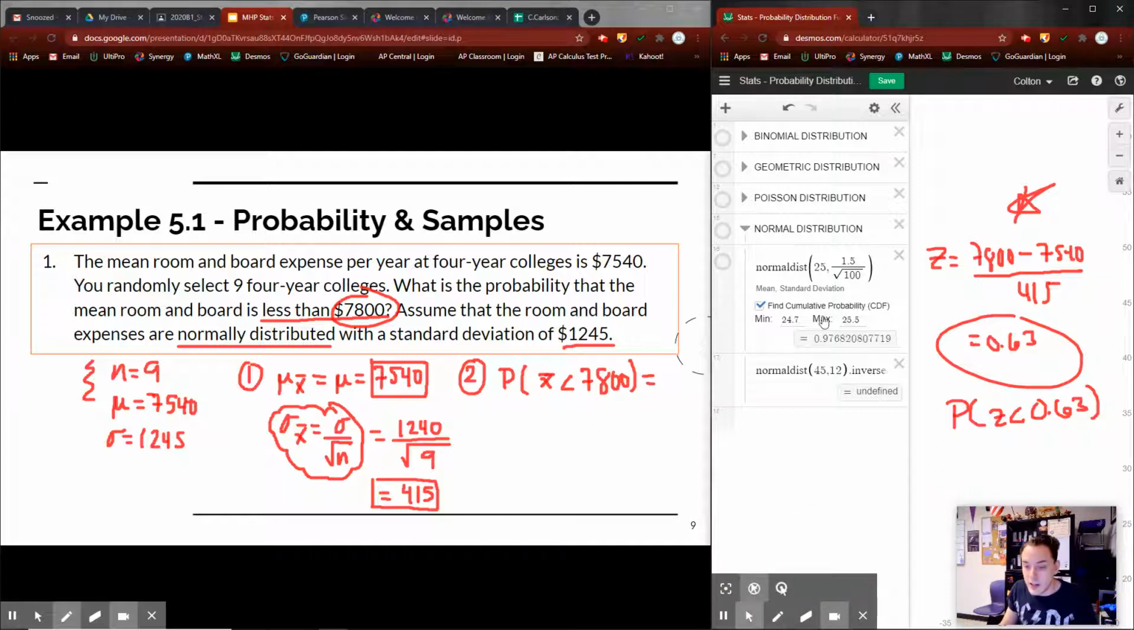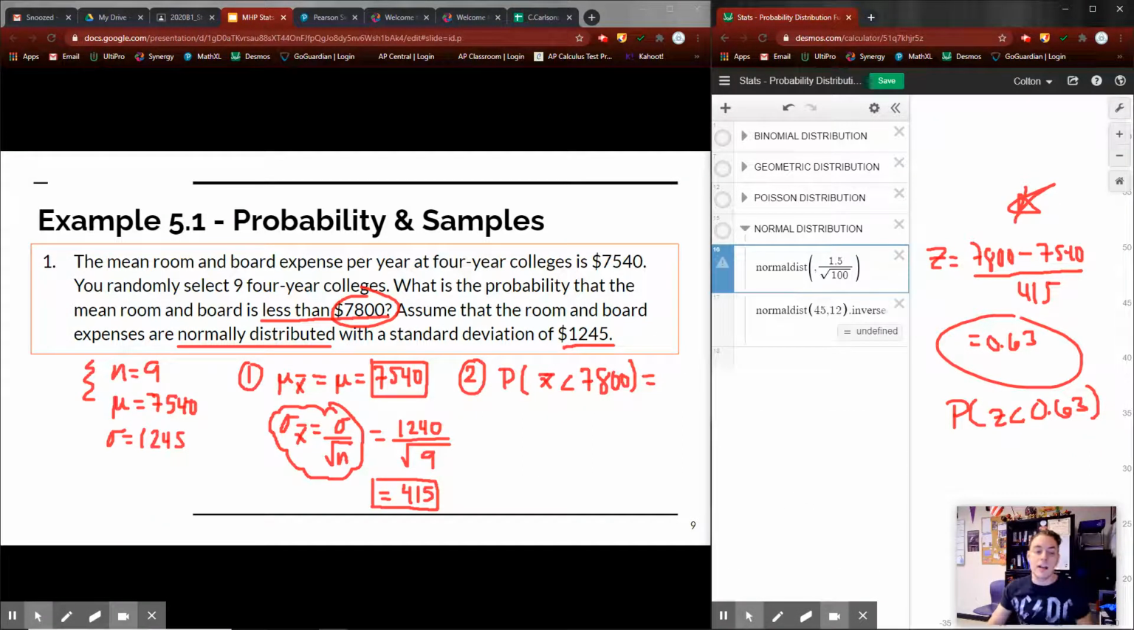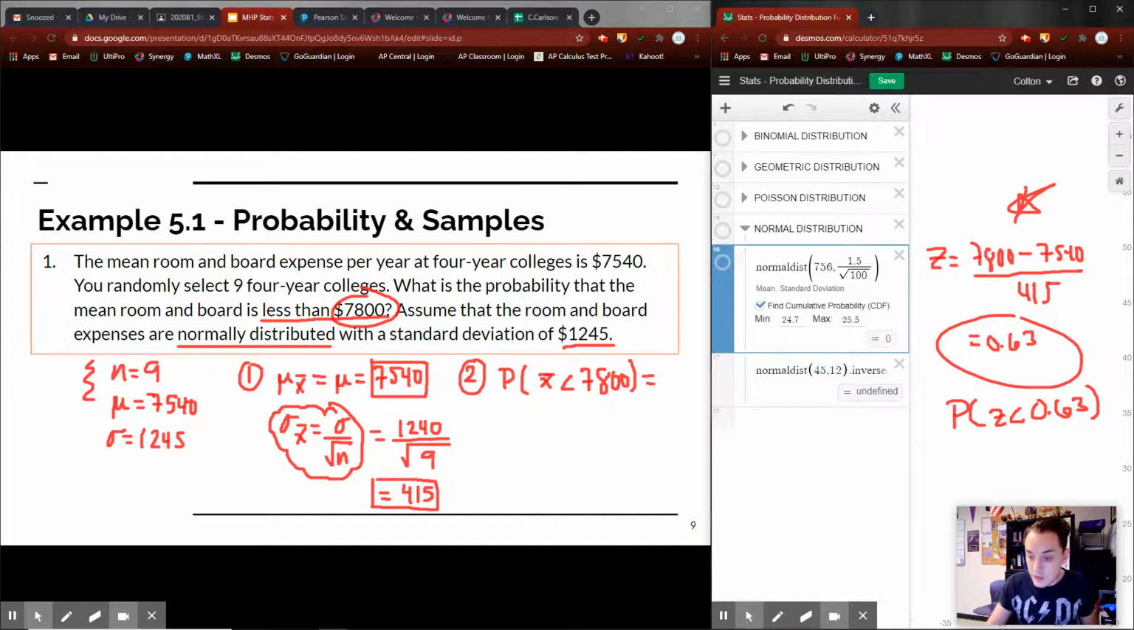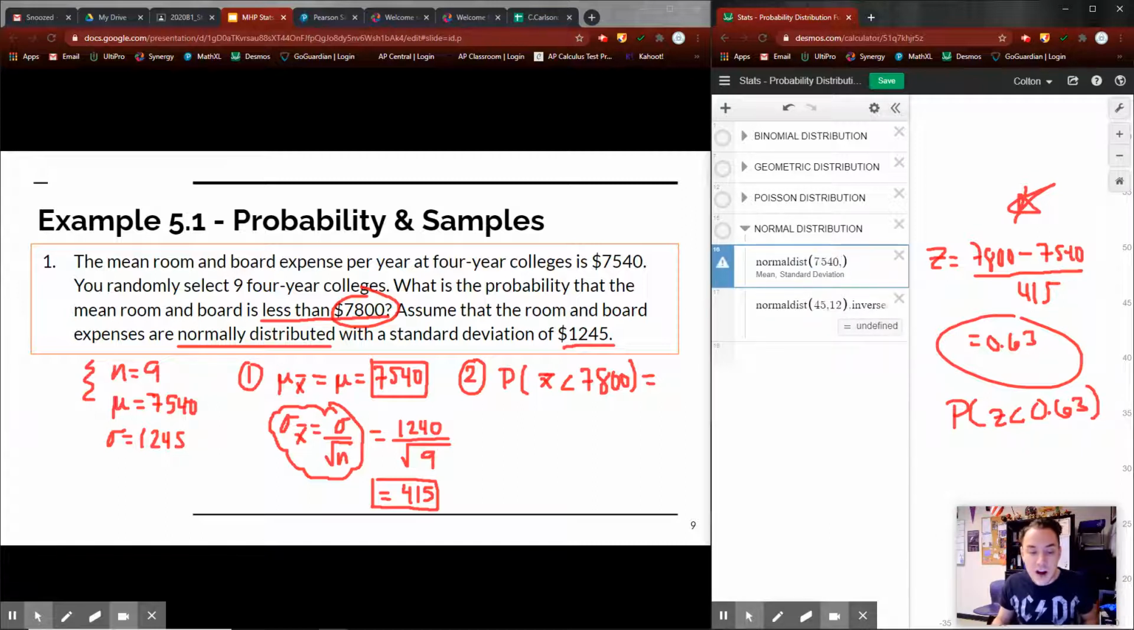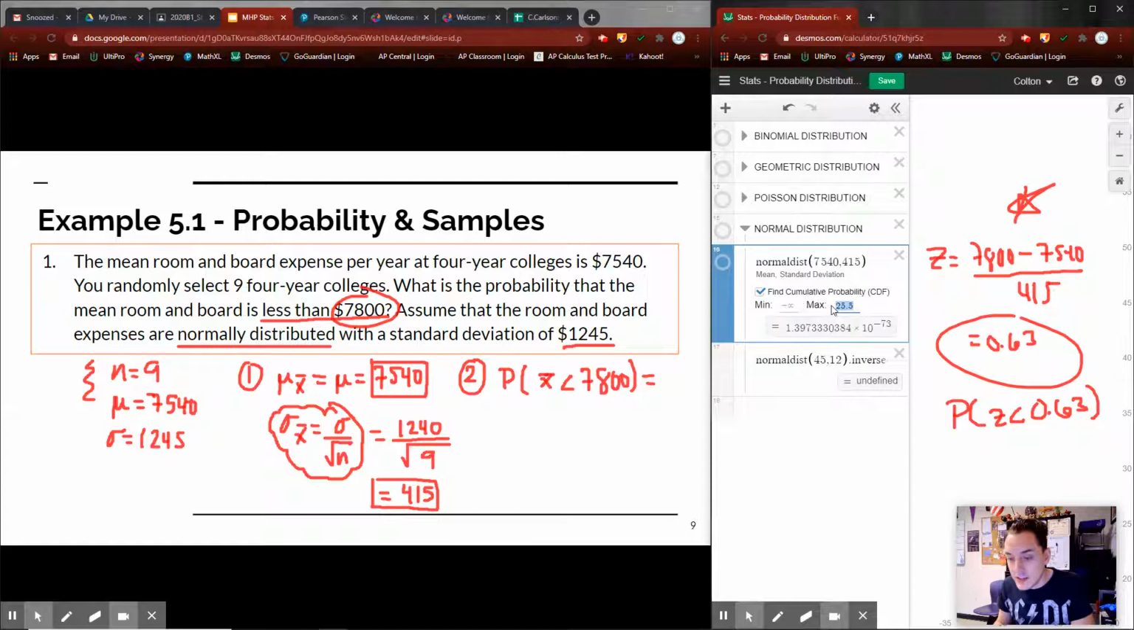So what does this equal? Let's go to Desmos to find out. I'm going to erase some of this. My sample mean is 7,540, and my sample standard deviation is 415. Now I do need to change these mins and maxes. If this is less than 7,800, what's going to be my max? 7,800, right? I don't want to go above 7,800. So that right there is my answer.